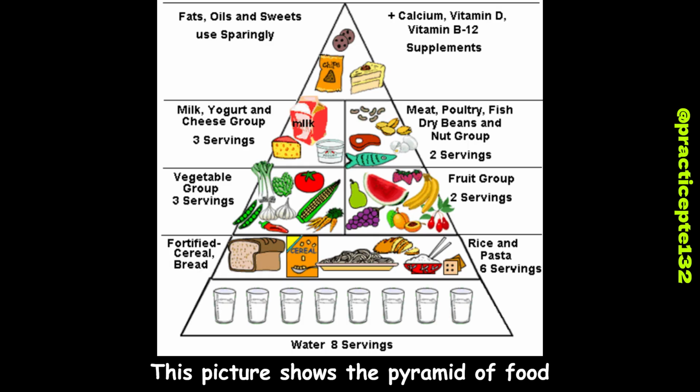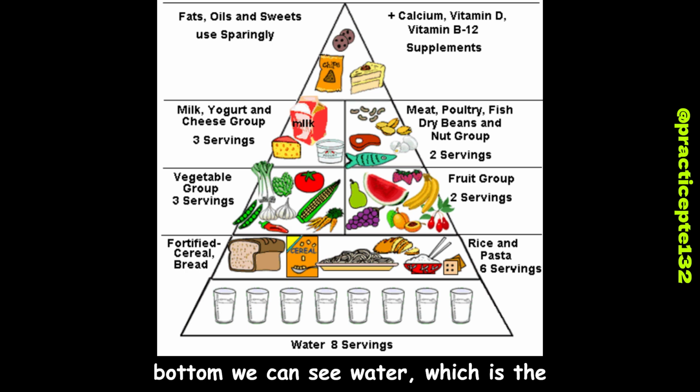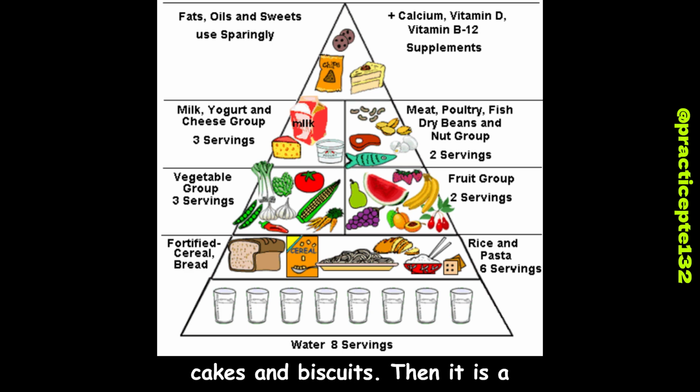This picture shows the pyramid of food required by the human body. At the bottom, we can see water, which is the most essential material. Above water, there are whole grain foods such as rice, cakes, and biscuits. Then there is a level for fruits and vegetables.